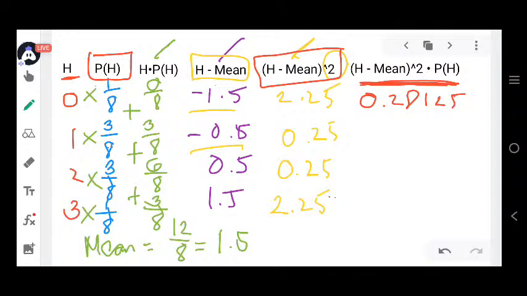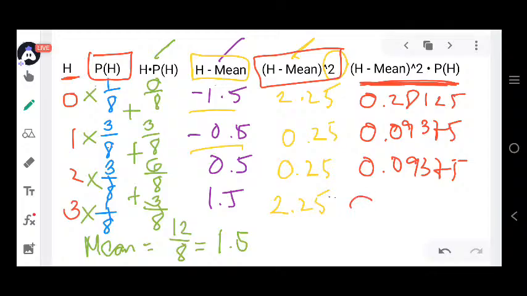Next, 0.25 times 3 is 0.75 divided by 8 is 0.09375. This is the same as 0.25 times 3 over 8 for the third row, 0.09375. And for the last row, we have 2.25 times 1 over 8 is the same as 0.28125.